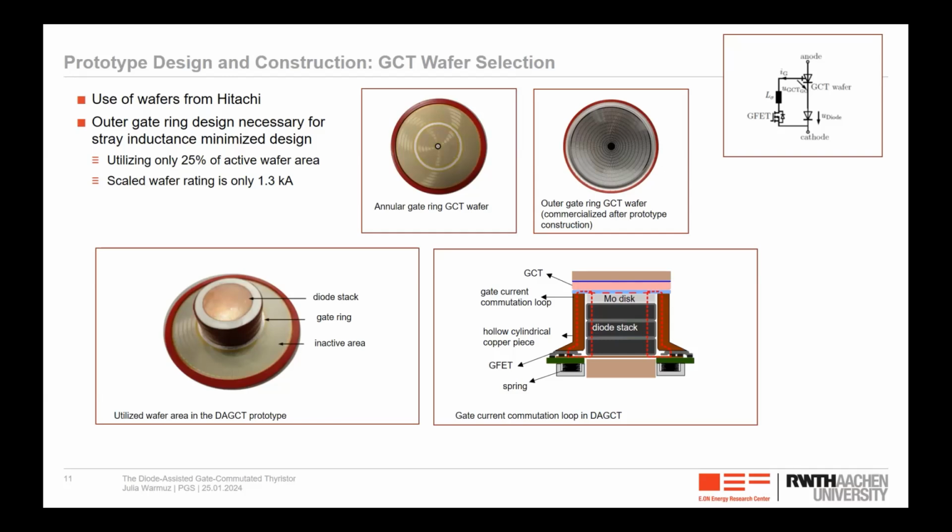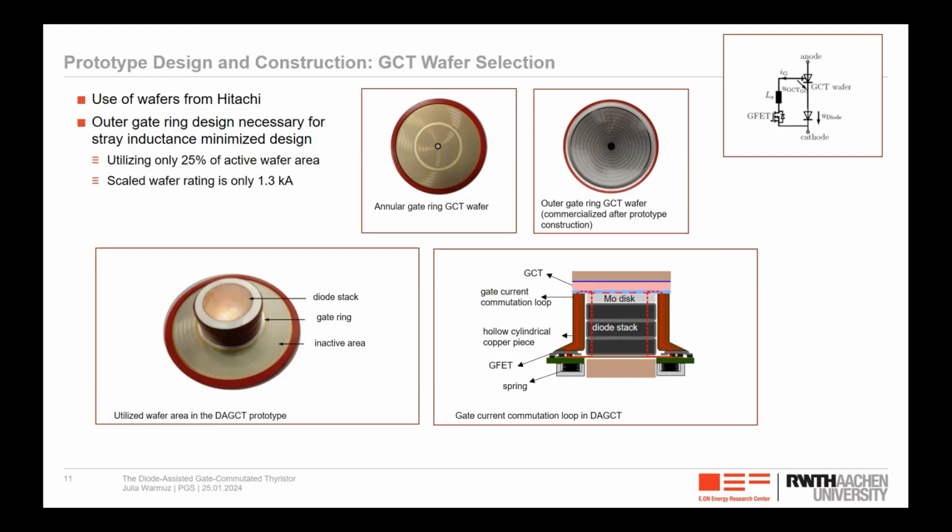So how can the stray inductance be small? By placing the diodes directly on the wafer here in the middle. And then I needed a contact between the gate and the MOSFET and then to the cathode. So I placed a copper ring around them. So here you see the commutation loop inductance, and that is the smallest way, or the most efficient way, you can have a small stray inductance.